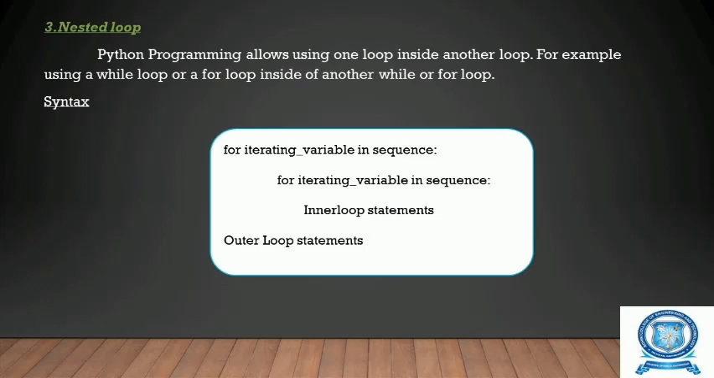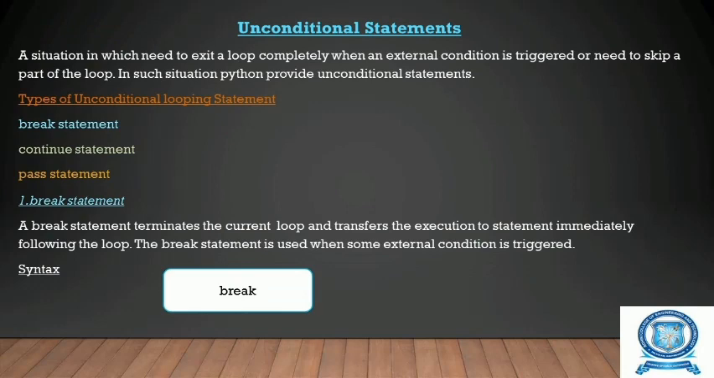Okay. So, the syntax is for iterating variable in sequence, for iterating variable in sequence, that is, the second for is inside the first for. Okay. We have the inner loop statements for the second for, and the outer loop statements for the first for. Okay. Now, let us see the unconditional statements.